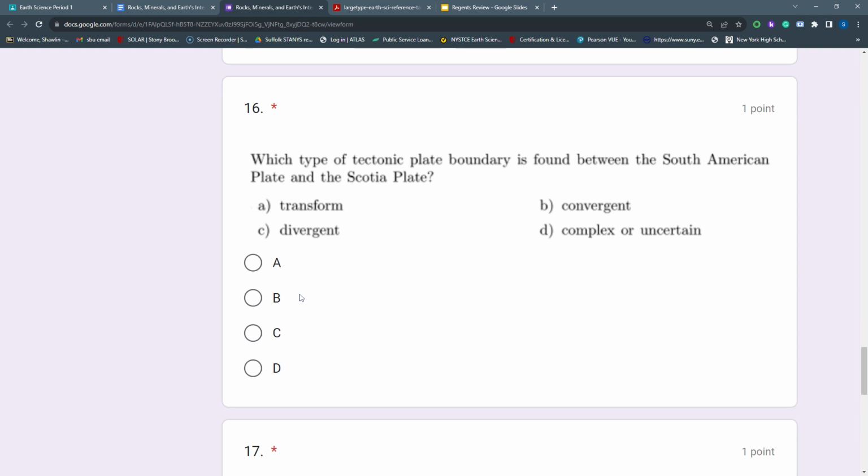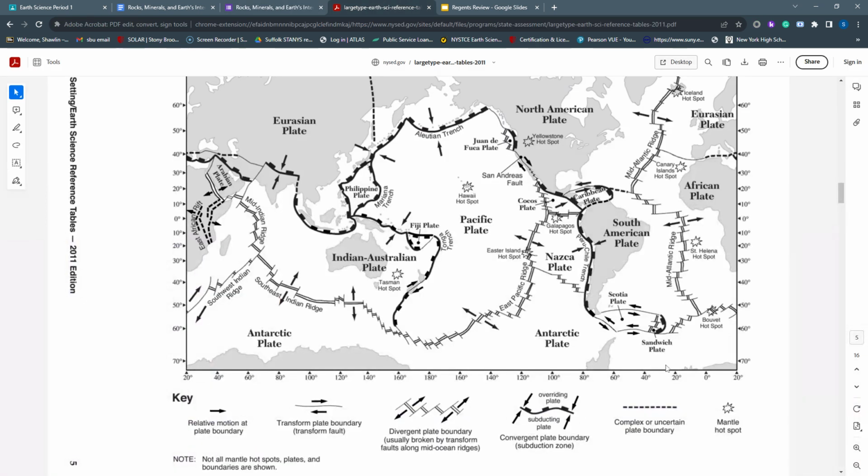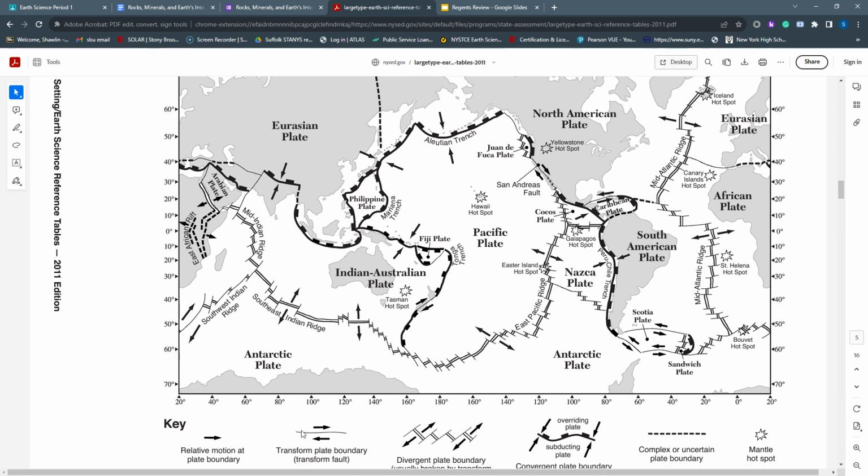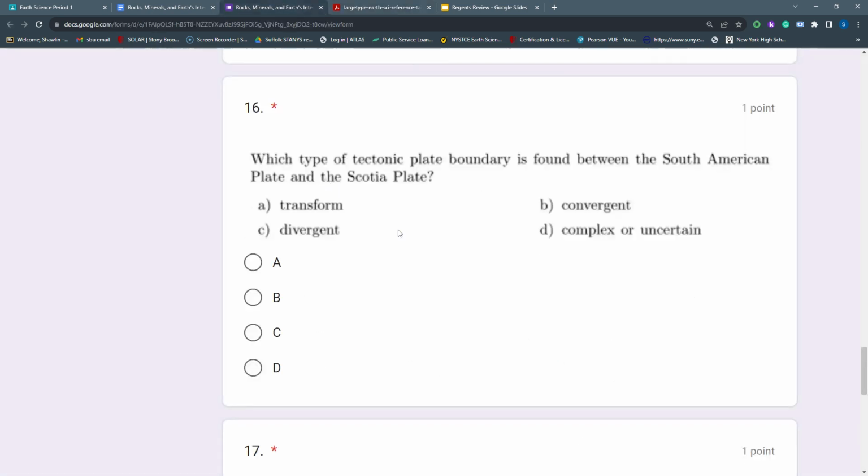All right. Which type of tectonic plate boundary is found between the South American plate and the Scotia plate? Here's the South American plate. Here's the Scotia plate. This looks like a transform plate boundary. So the correct answer is transform.